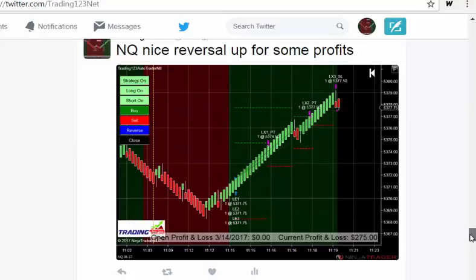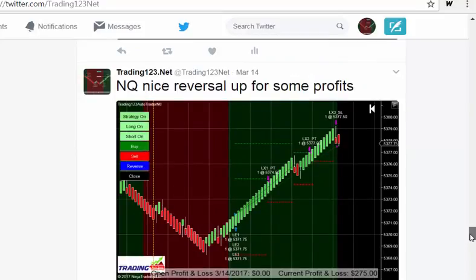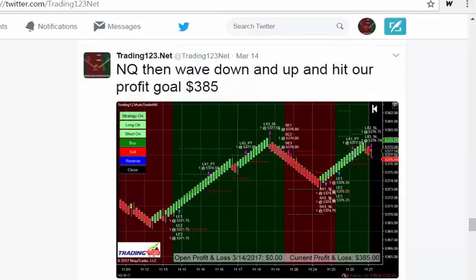And here we got the NQ, nice reversal, bank some profits, $275. Software does all the work, nice wrinkle bars, trending nice, no choppiness, nice price action, and we're in the money. So the software continues, nice wave down, nice wave up, and we hit our profit goal, $385.